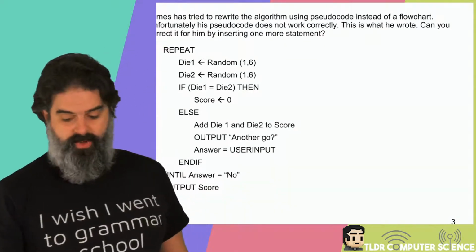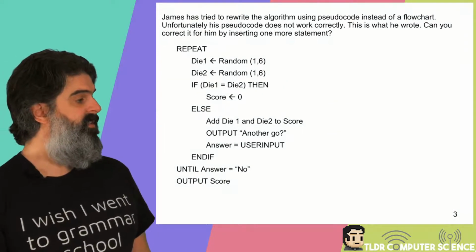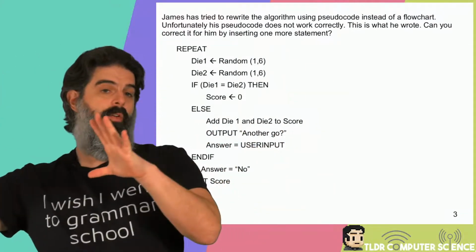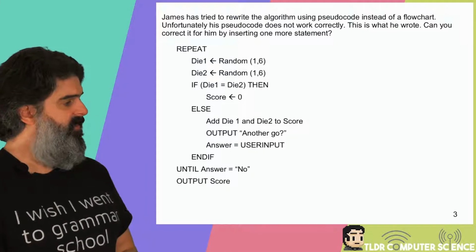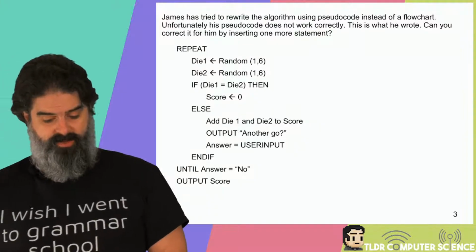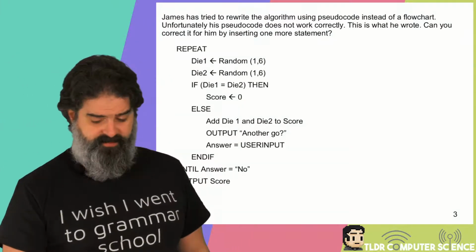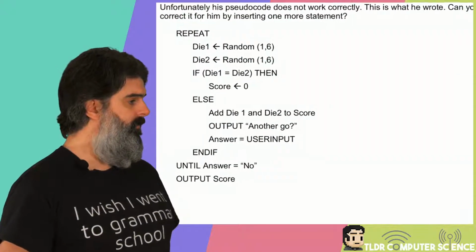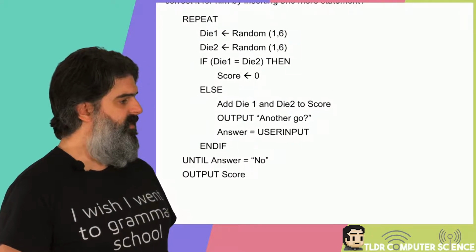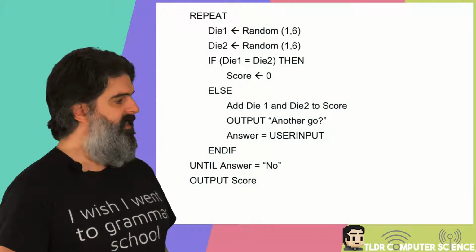James has tried to rewrite it, but instead of using, remember, you can use flowcharts or pseudocode, they've used pseudocode instead of the flowchart, but it doesn't work correctly. So there's a fault somewhere here. Can you correct it for him by inserting one more statement? So somewhere in here, there's a fault.